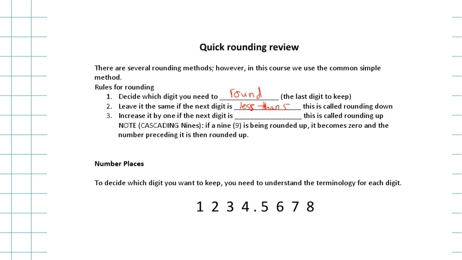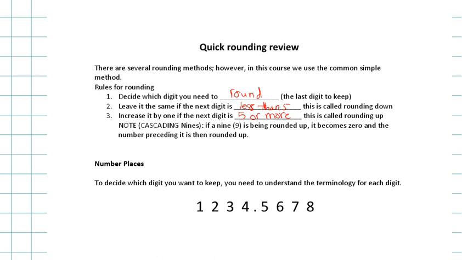Increase it by 1 if the next digit is equal or more. So if it is 5 or more. Okay? So if it is 5, you still have to increase it. This is called rounding up.